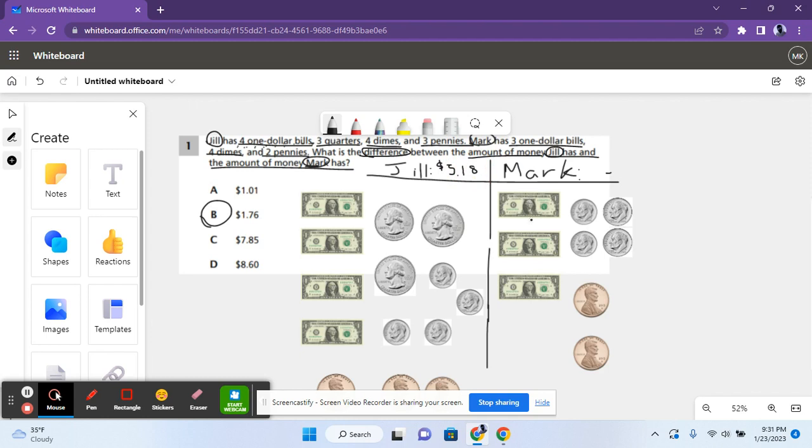While Mark has $3, and now counting the dimes, $3.10, $3.20, $3.30, and $3.40. Now counting the pennies, it's $3.41 and $3.42. So Mark has $3.42.